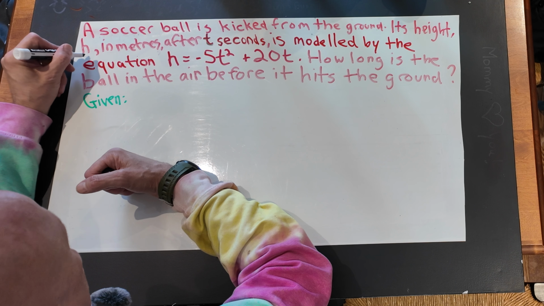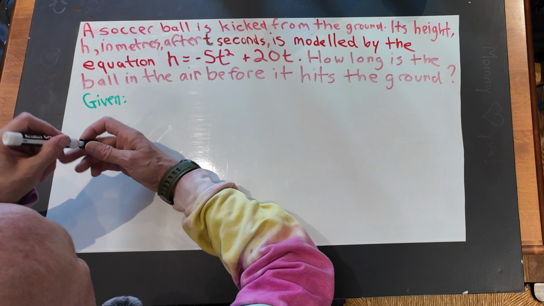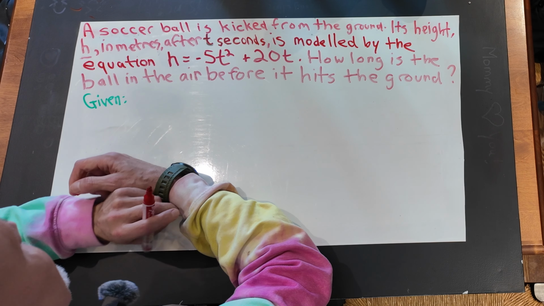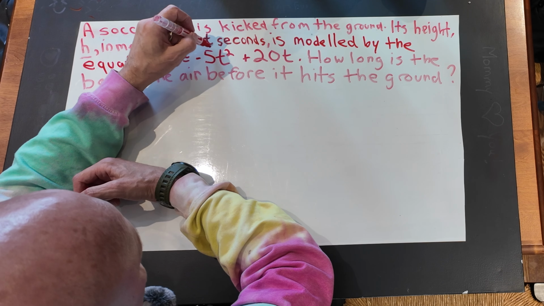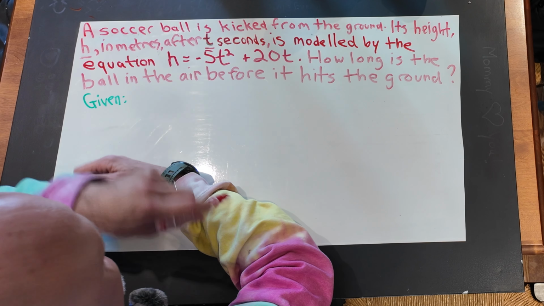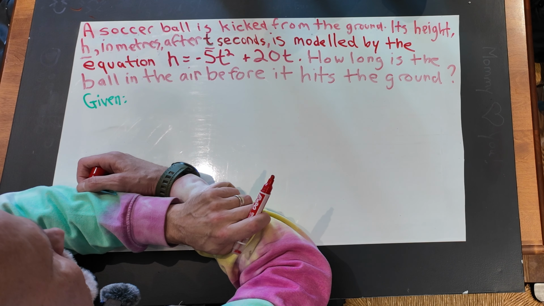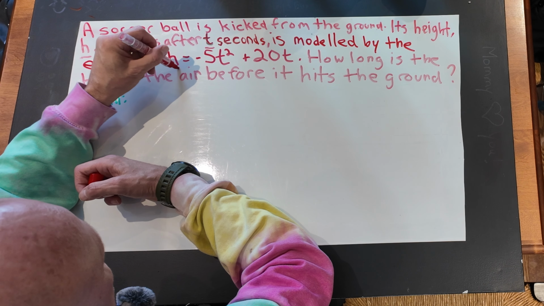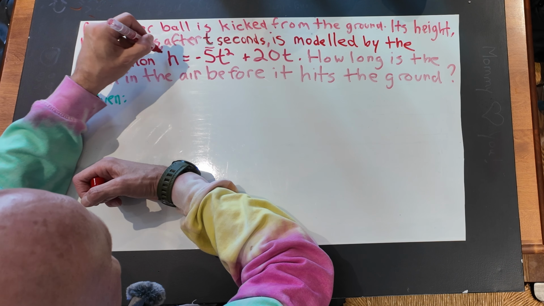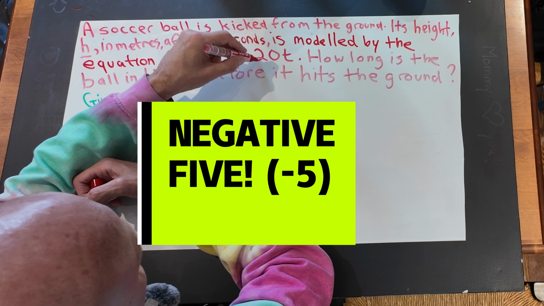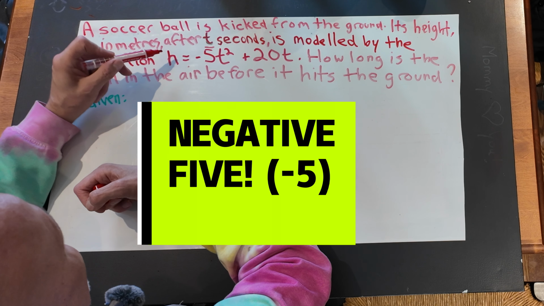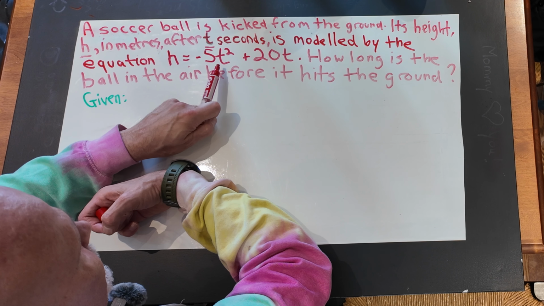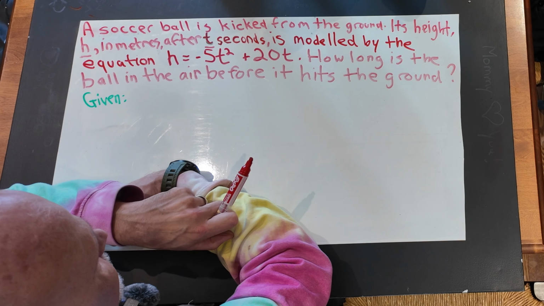So we're looking for h, which represents height. Okay, so if you see the letter h, you say, oh, that represents height. In meters, after t, so this variable t represents time. So its height in meters after t seconds is modeled by the equation h equals 5t squared plus 20t. So the height is equal to 5 times the time in the air squared plus 20t.